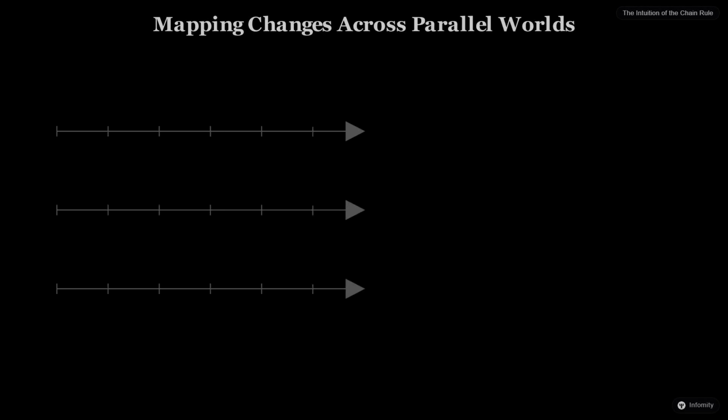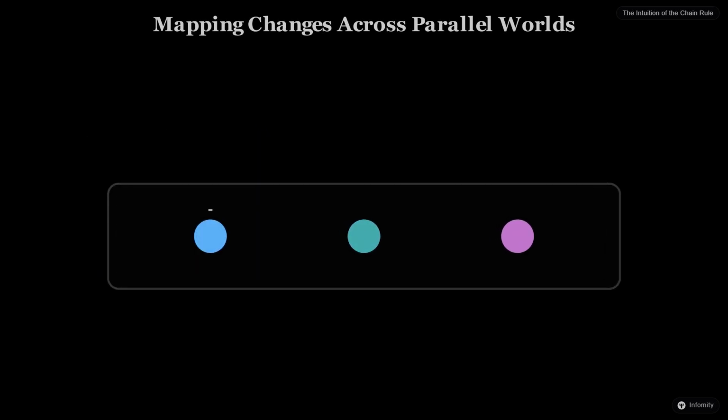To see this in a more mathematical light, imagine 3 parallel worlds. When we move a point in the first world, it causes a corresponding movement in the second world, which in turn triggers a move in the third. It is like a relay race, where each runner passes a baton, but the speed of each runner is different. The chain rule tells us that the final speed of the baton depends on the product of the speeds of every runner in the sequence.